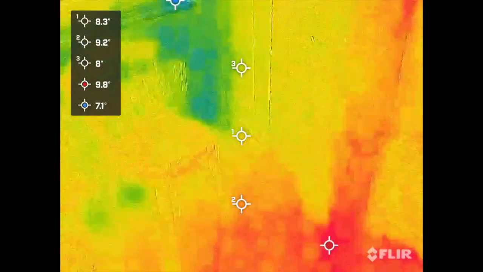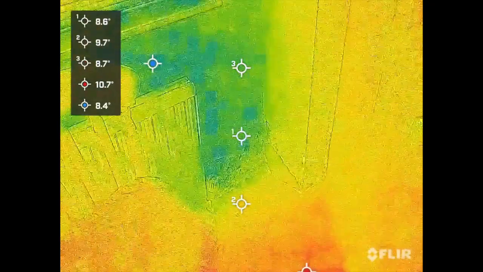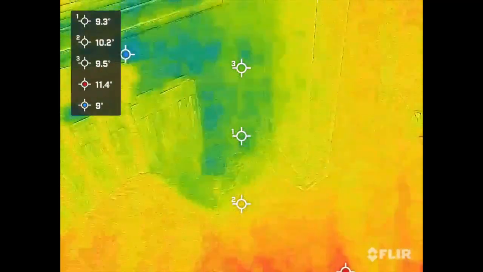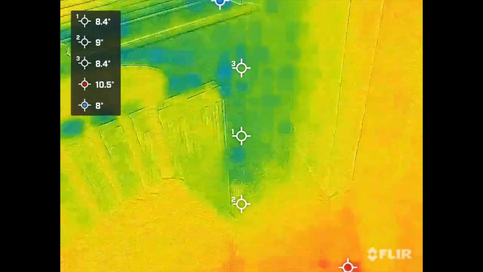This is using a thermal imaging camera, where the blue is colder than orange. Green, orange, red, and it's obviously cold there. The heating is off.